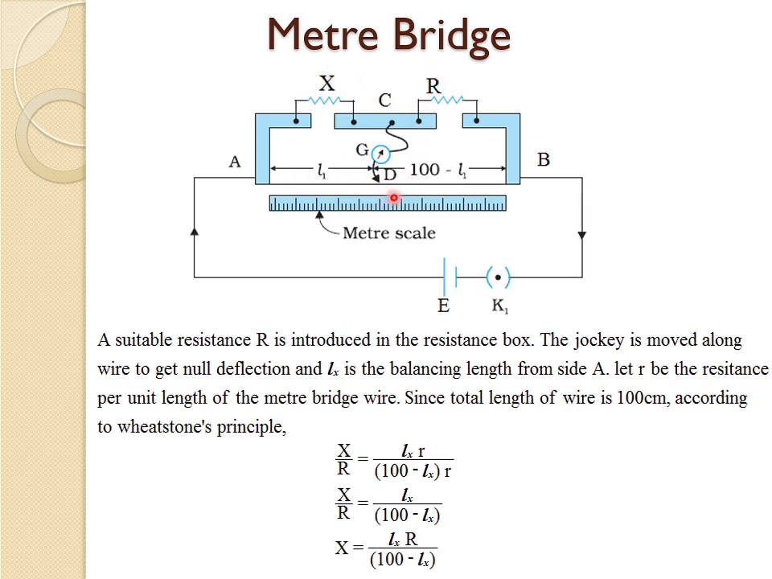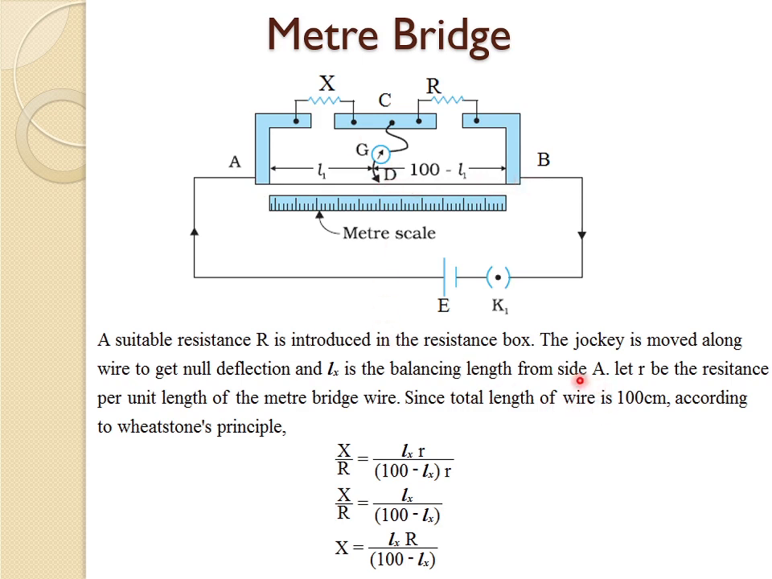And what are the other resistances? The other two resistances are the resistance for the length Lx, that is the resistance corresponding to this resistance wire from the point D, and the fourth one is the resistance corresponding to the length of the wire from the point D to B.